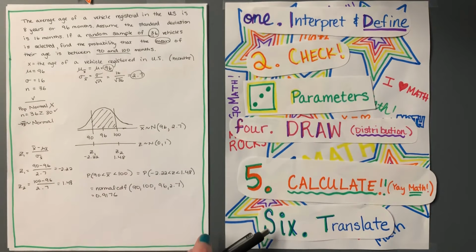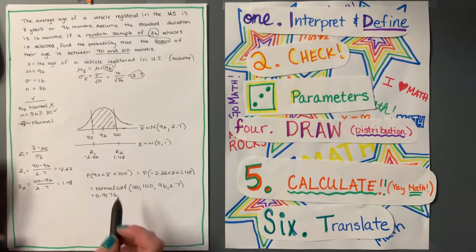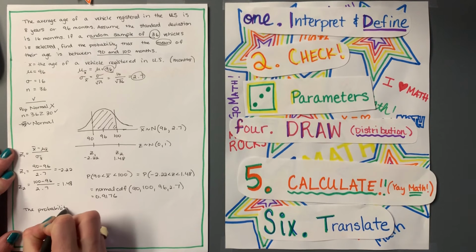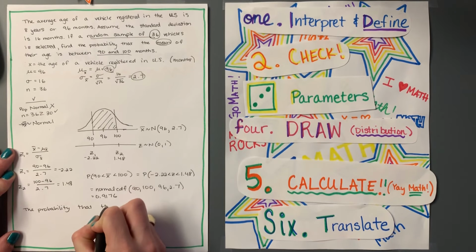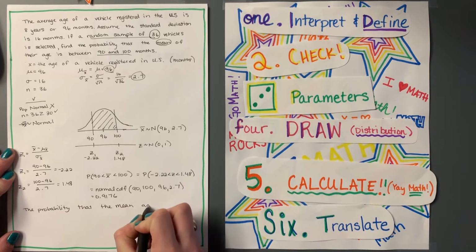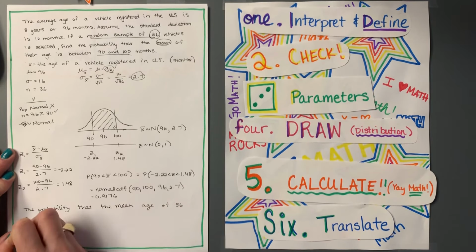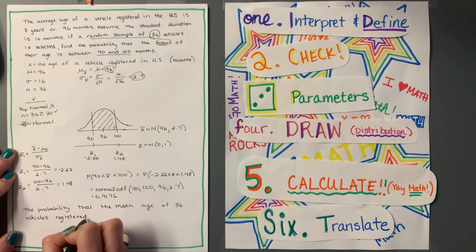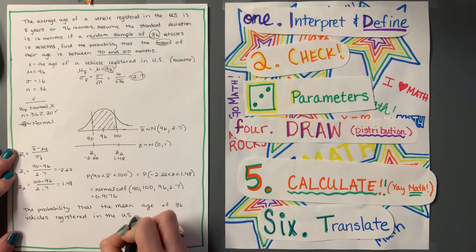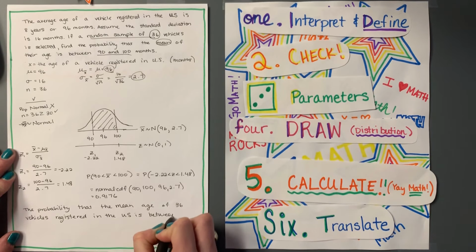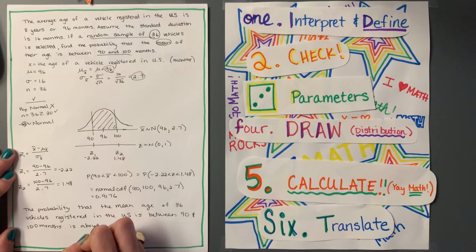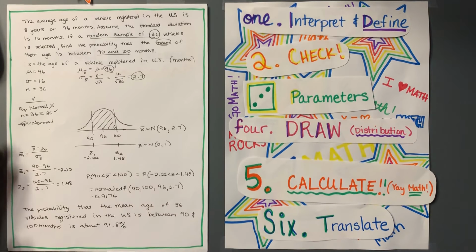So the last step of our process is that we need to translate this. What does this mean in words? This means the probability that the mean age of 36 vehicles registered in the US is between 90 and 100 months is about 91.8%. And there you have it. That's a full problem.